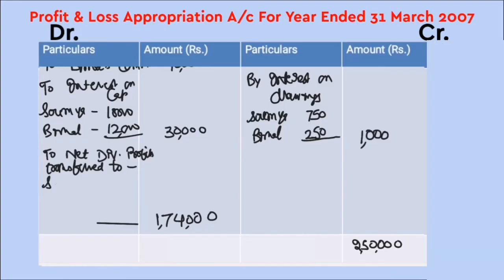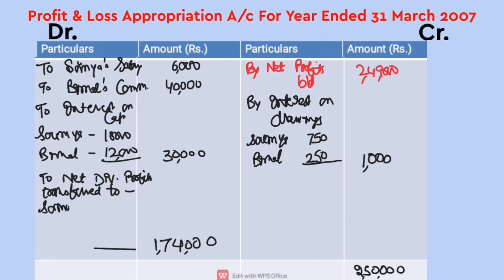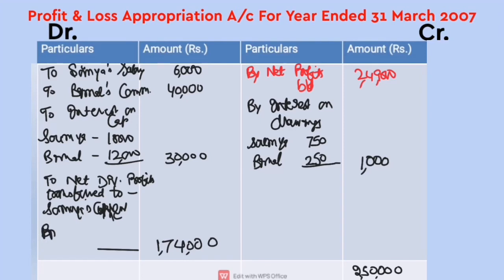And this 1,74,000 will be distributed amongst Soumya and Bimal in the ratio of 3:2. According to Soumya and Bimal's profit sharing ratio, that is 3:2, 1,74,000 will be distributed amongst both the partners, and Soumya's share will be 1,04,400 and Bimal's share will be 69,600. So these amounts will be transferred to both partners' current account as share of profits. So this was about profit and loss appropriation account.